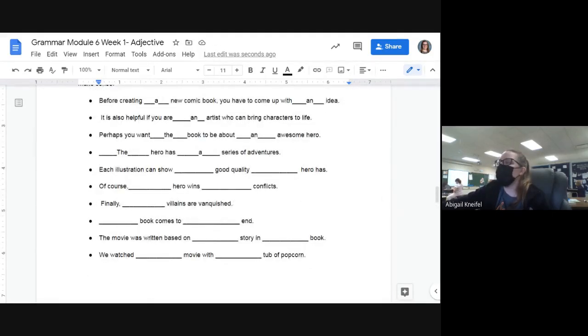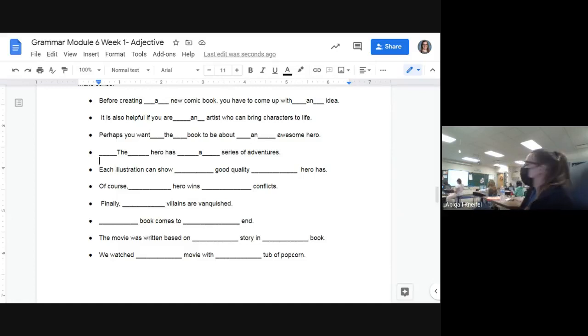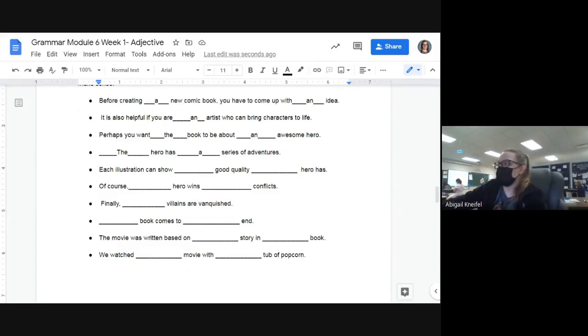Each illustration can show blank good quality blank hero has. Ava? Each illustration can show a good quality the superhero has, or the hero has. I keep on saying superhero.